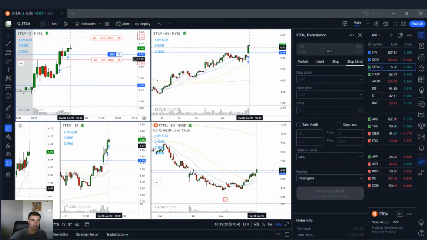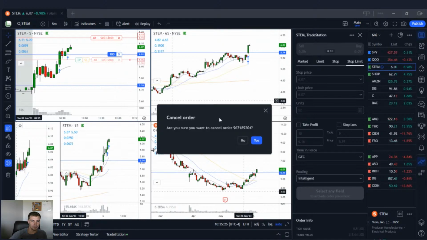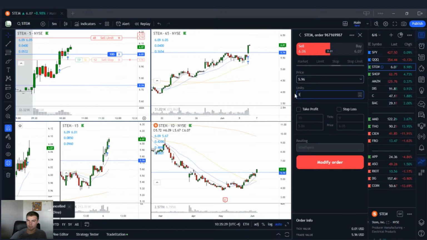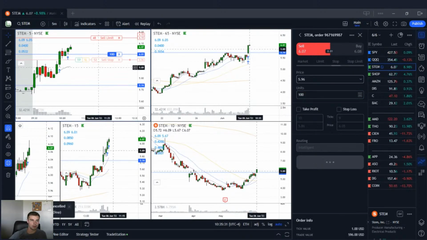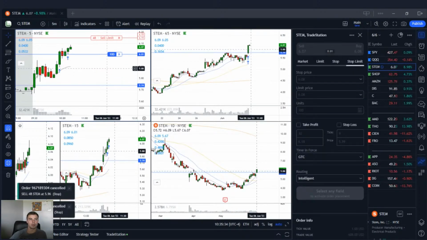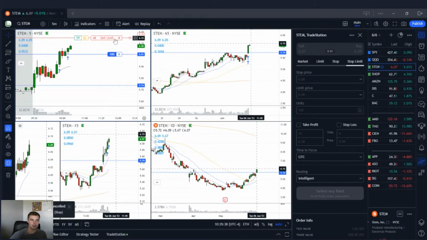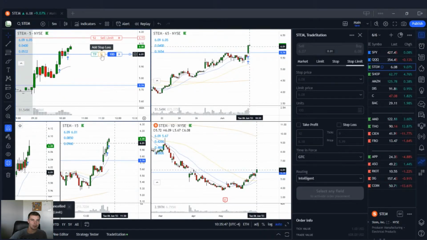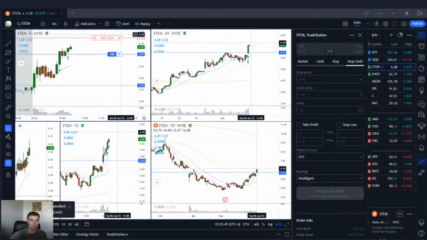STEM, adding to the STEM. I just cancel this. Just 100 of them. There we go. Oh, did it just cancel that one too? Son of a gun. All right, looks like I'm going to cancel this. I'm going to go just add it manually. Come on. There we go. Cancel that too.